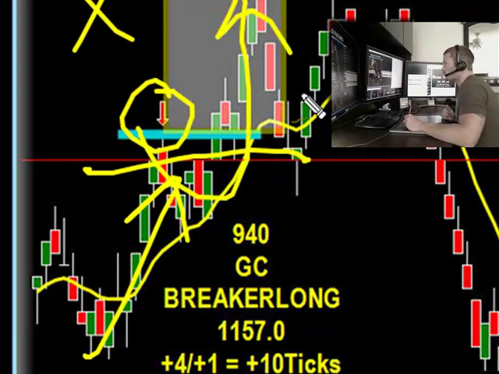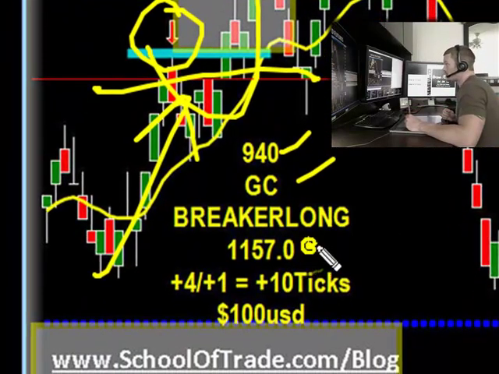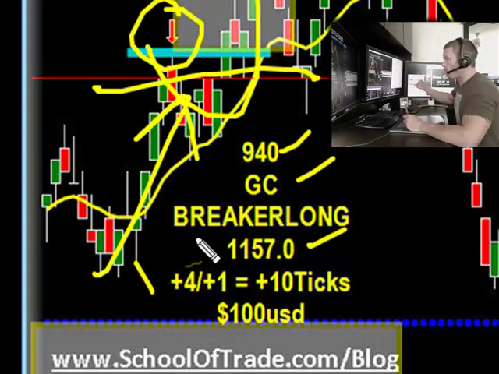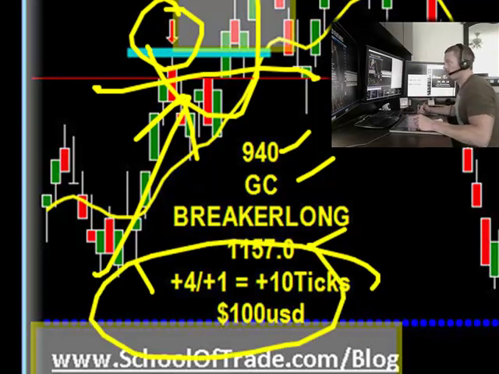We break above that swing high for our first trade of the morning at 9:40 on gold. Symbol is GC. 1157 was the fill. We got our +4 target filled. Move that stop at the first target up to entry +1. We got taken out at entry +1 for 10 ticks, or 100 USD. Of course, 10 ticks, $100, not too bad as the day started.